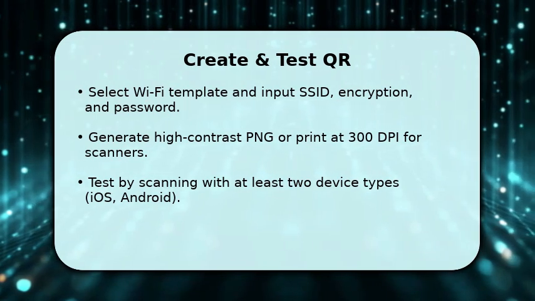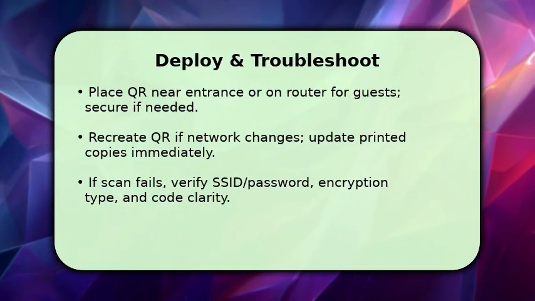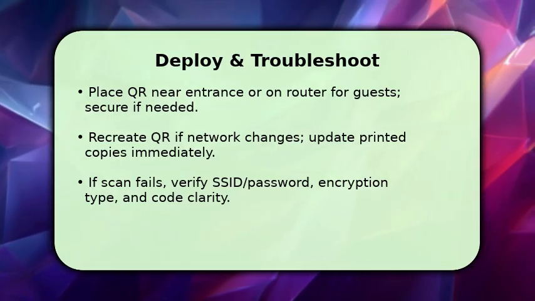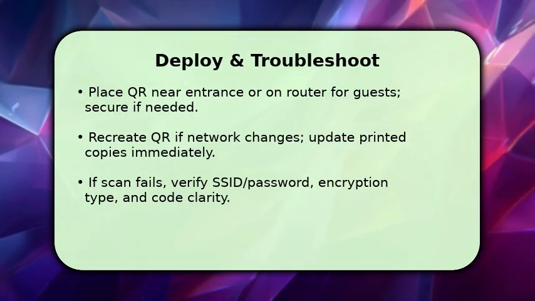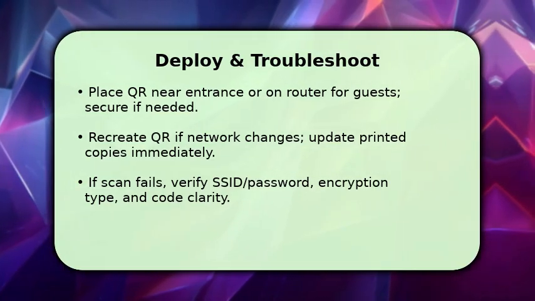To deploy, place the code where users naturally join, near the router or guest area, and control access if needed. Once the network name or password changes, regenerate and replace any printed copies. Stale codes are the usual cause of confusion.